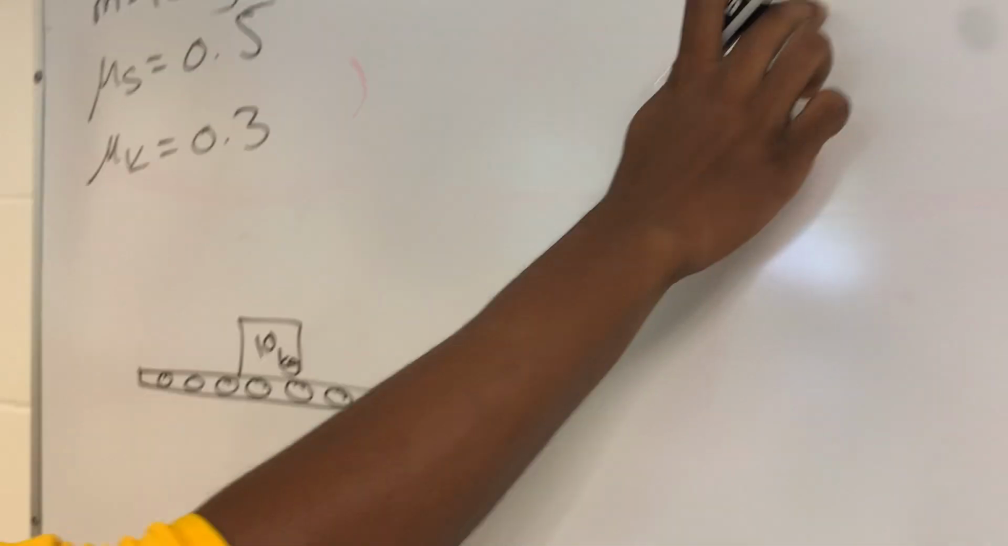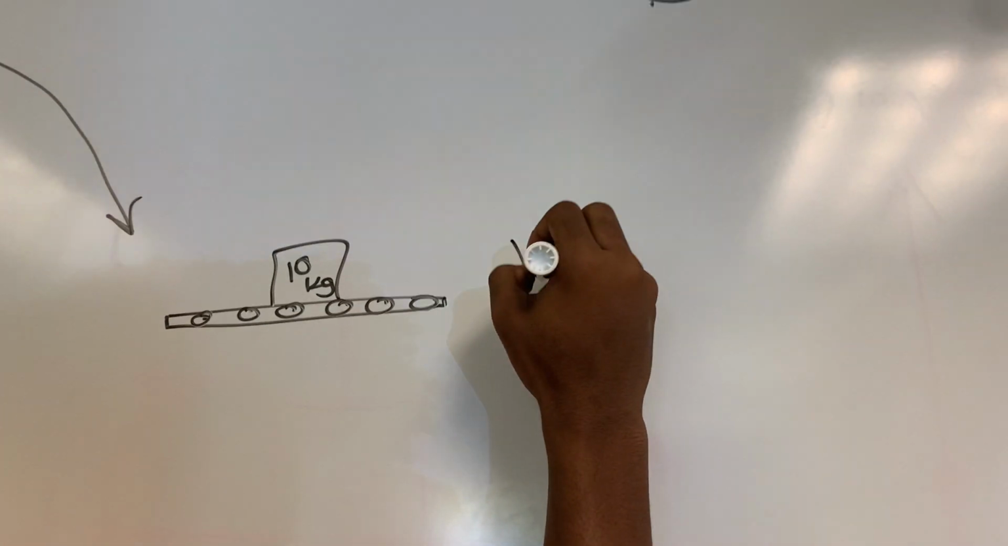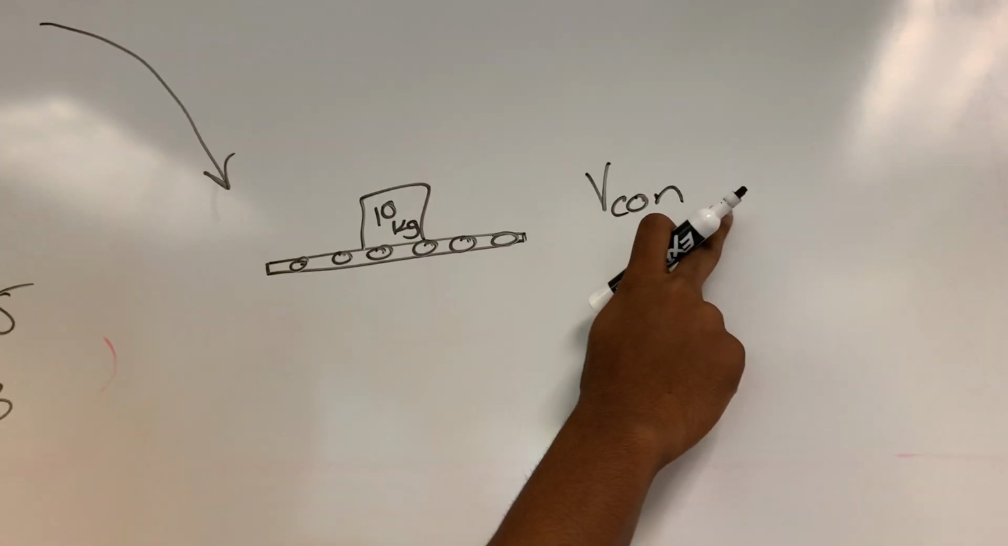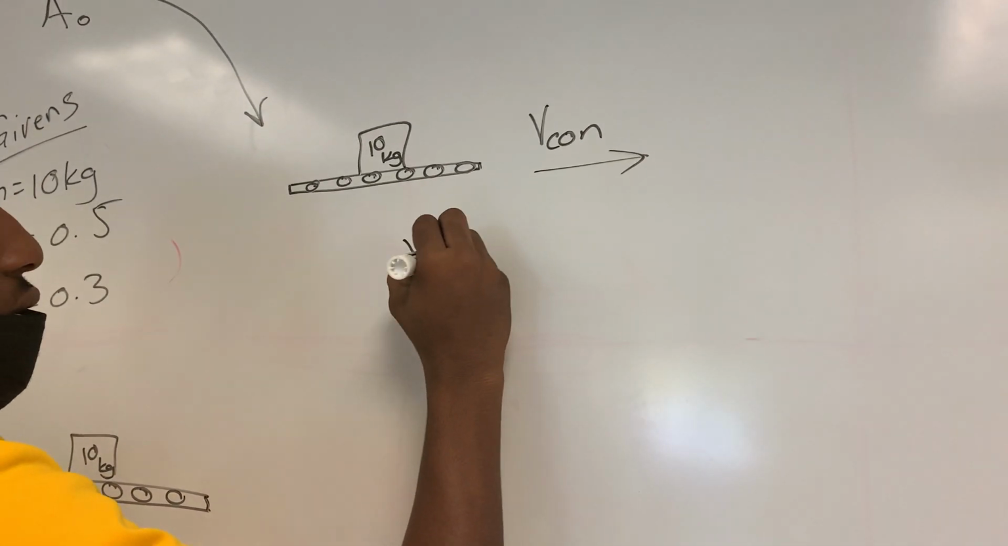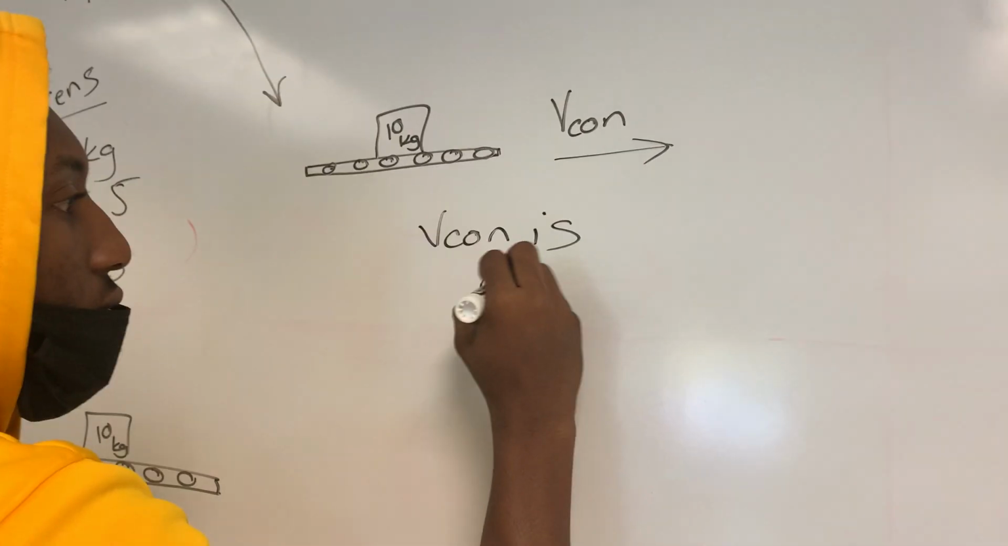So if the conveyor belt is moving at a constant speed, we have V. I'll put V con for V conveyor belt. It's moving at a constant speed, say it's moving to the right constantly. So V con is constant.